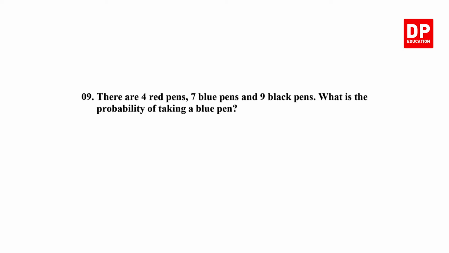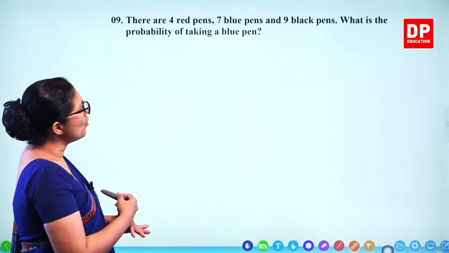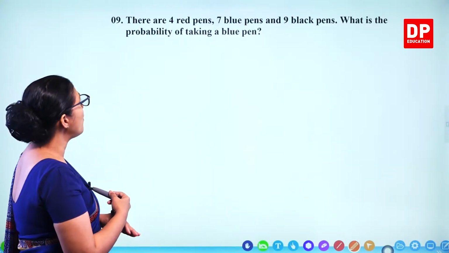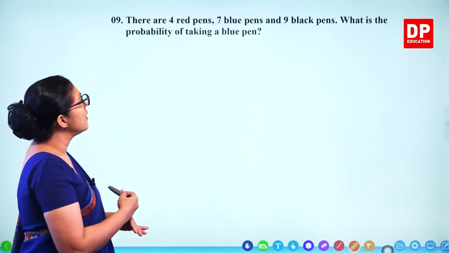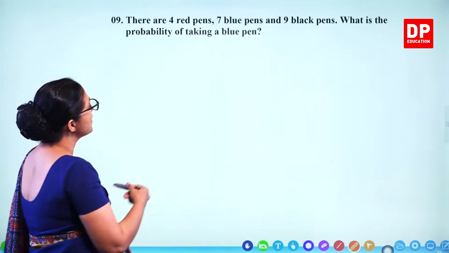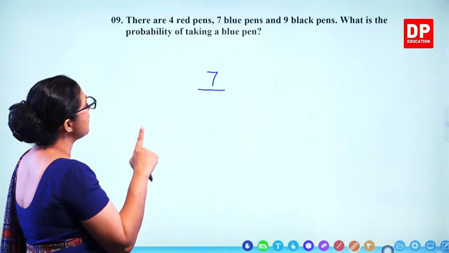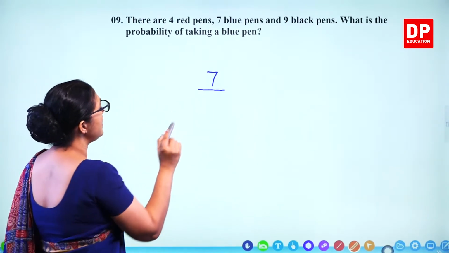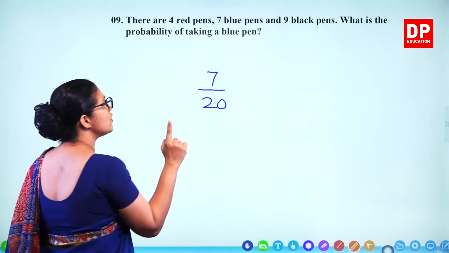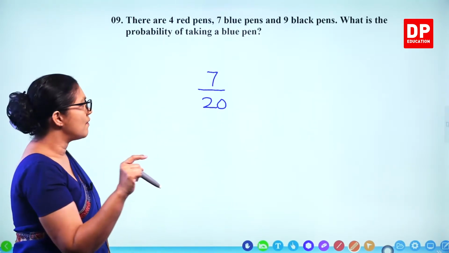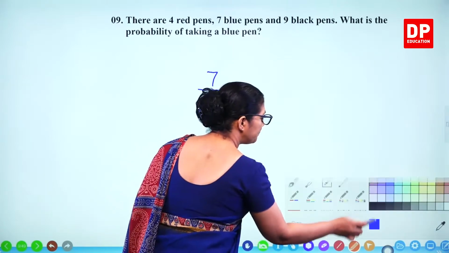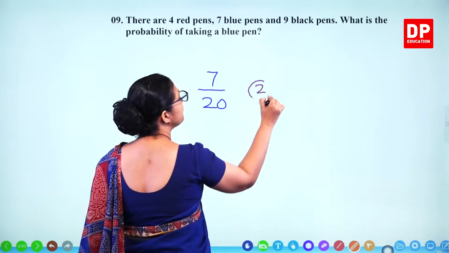Question number 9. There are 4 red pens, 7 blue pens and 9 black pens. What is the probability of taking a blue one? How many blue ones are there? 7. Out of how many? 4 plus 7, 11. 11 plus 9, 20. So the probability of getting a blue one is 7 over 20. 2 marks for that.